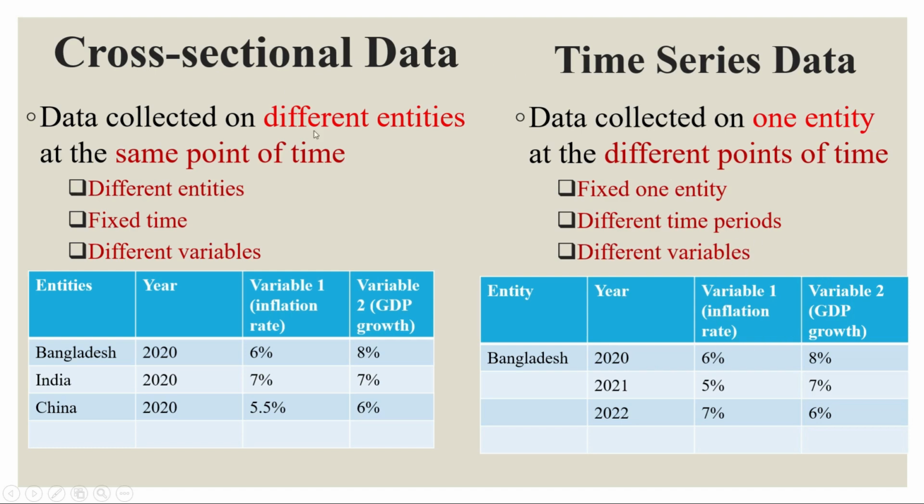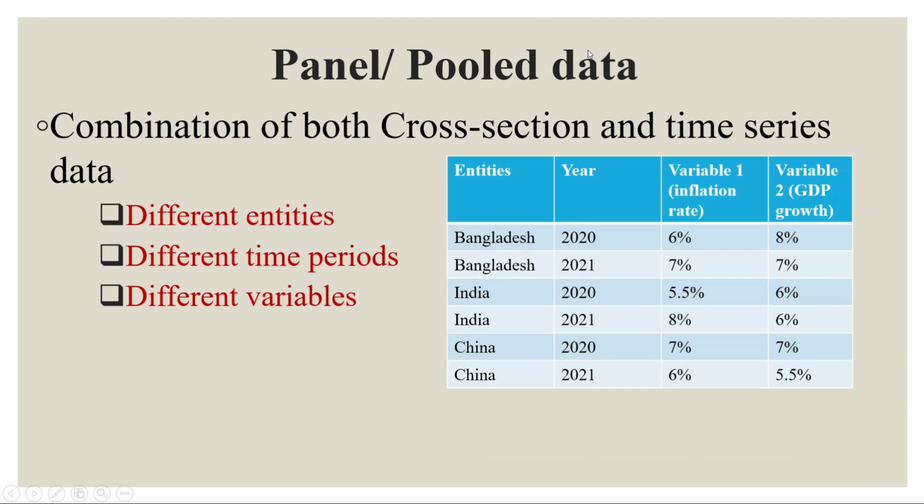The basic difference between cross-sectional data and time series data is that in cross-sectional data there will be different entities, but in time series data there will be a fixed entity. In cross-sectional data the time is fixed, and in time series data there will be different time periods. But panel or pool data is basically the combination of cross-sectional and time series data. That means there will be both different entities and different time periods.